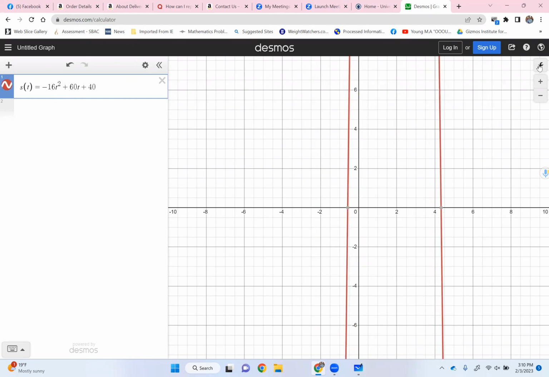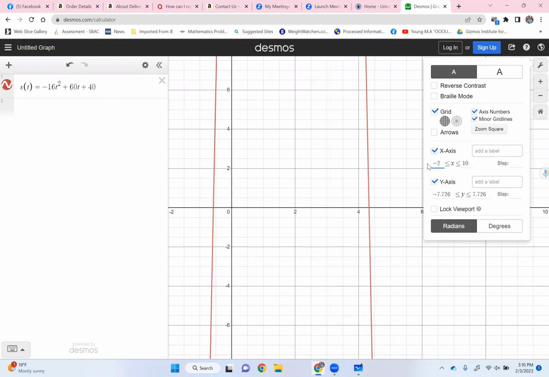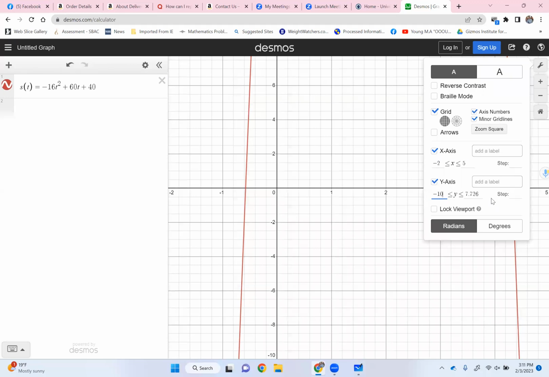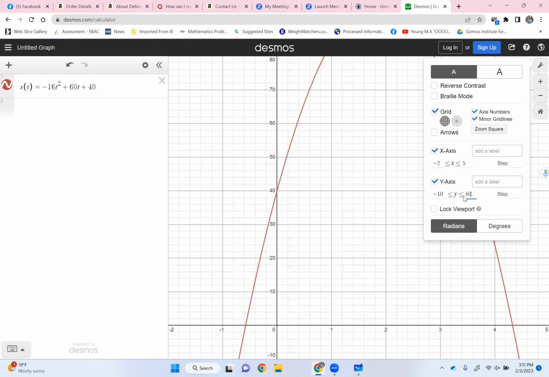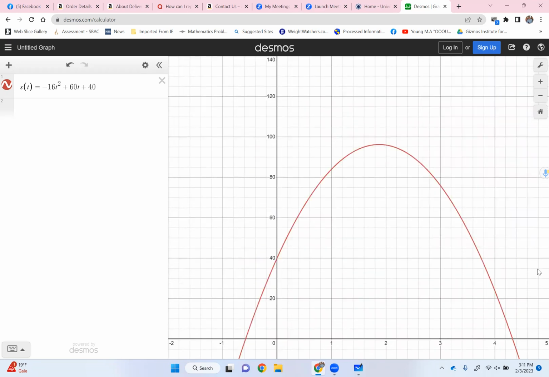Okay, I'm going to go to my little wrench over here, and I'm going to let my smallest x value be negative 2, and my largest x value be 5, and my smallest y value can be negative 10, and my largest y value might be 80. Let's see, it can be more than that. Let's say 150. Let's say 140. That looks good. Okay, so there we have it.